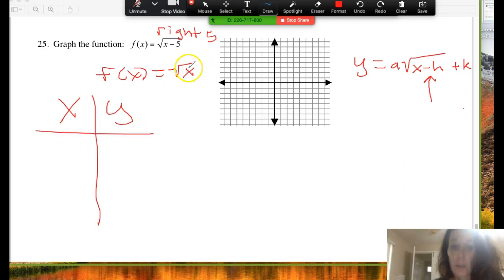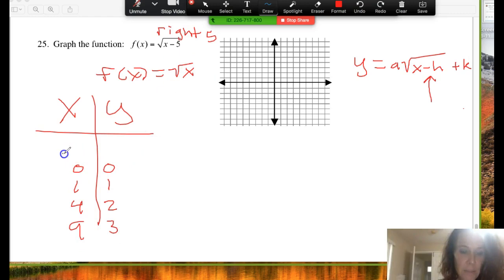If you want to do an XY chart for this, start with 0. The square root of 0, that's just 0. Then plug in 1. The square root of 1 is 1. I'm not going to plug in 2 because the square root of 2 is not a whole number. I'm going to pick a number that I can get a perfect square. I'm going to pick 4 next. The square root of 4 is 2. My next perfect square would be 9, and you can pick that. Put in 9. The square root of 9 is 3.